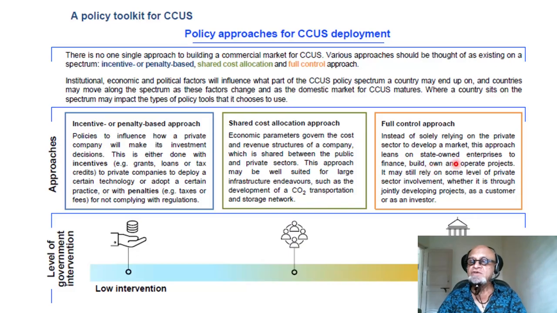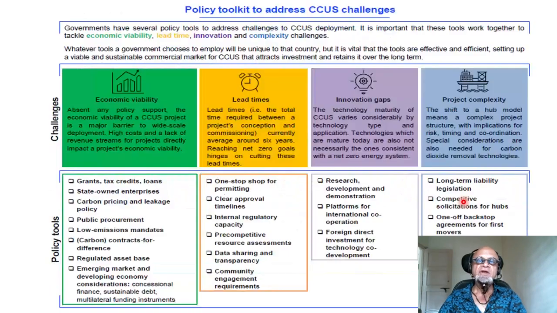Full control approach, instead of solely relying on the private sector to develop a market, this approach leans on state-owned enterprises to finance, build, own, and operate projects. It may still rely on some level of private sector involvement, whether it's through jointly developing projects as a customer or as an investor. This is common where government funds a lot of the infrastructure, but private contractors build most of the things, and then there are shared responsibilities, so acceptable risks and unacceptable risks and so on. I discuss more of that in the adaptation sustainability courses that you can follow up.